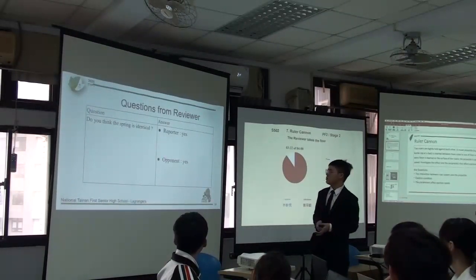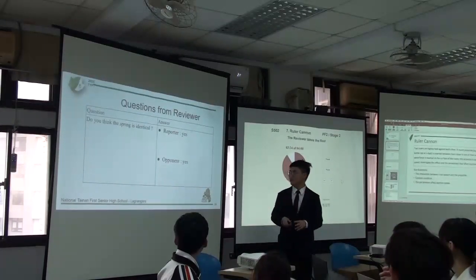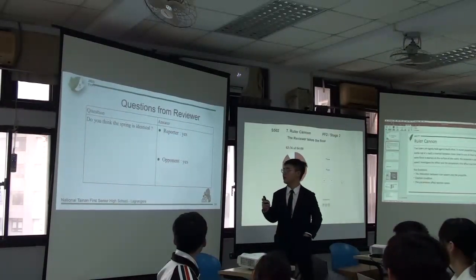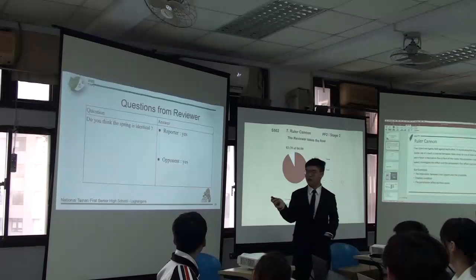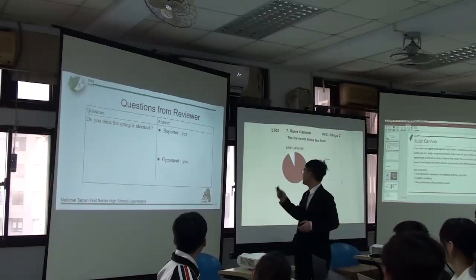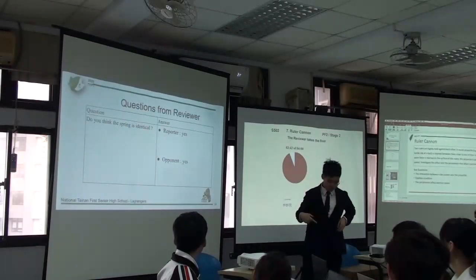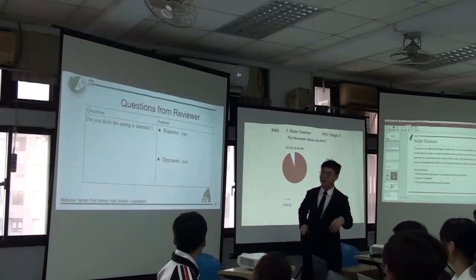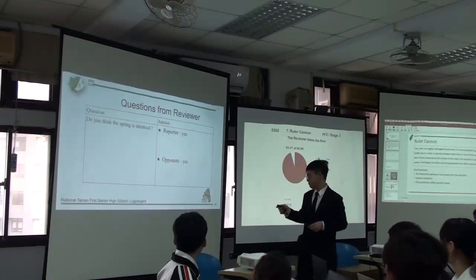So these are my questions. If the spring is not identical, the reporter and the opponent both think it is identical. However, if it's not identical, the forces on the two sides will be different. And then rotation might be caused by the different force applied.